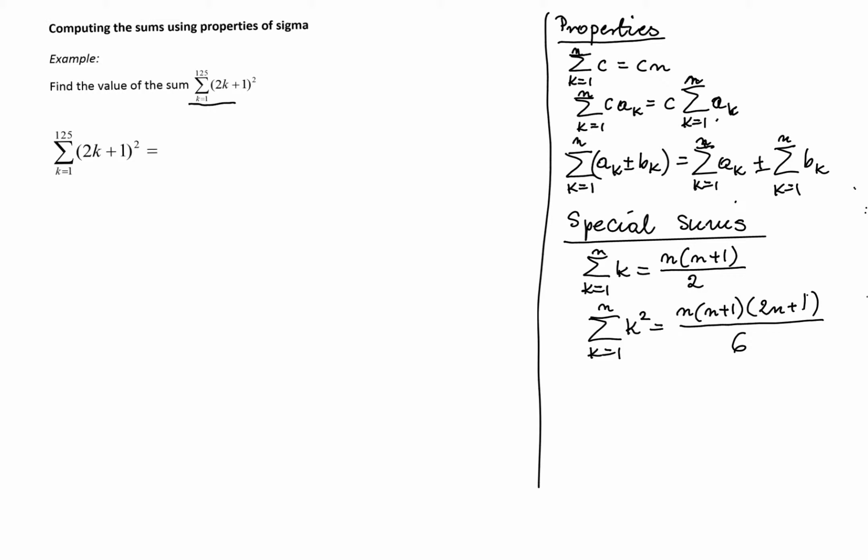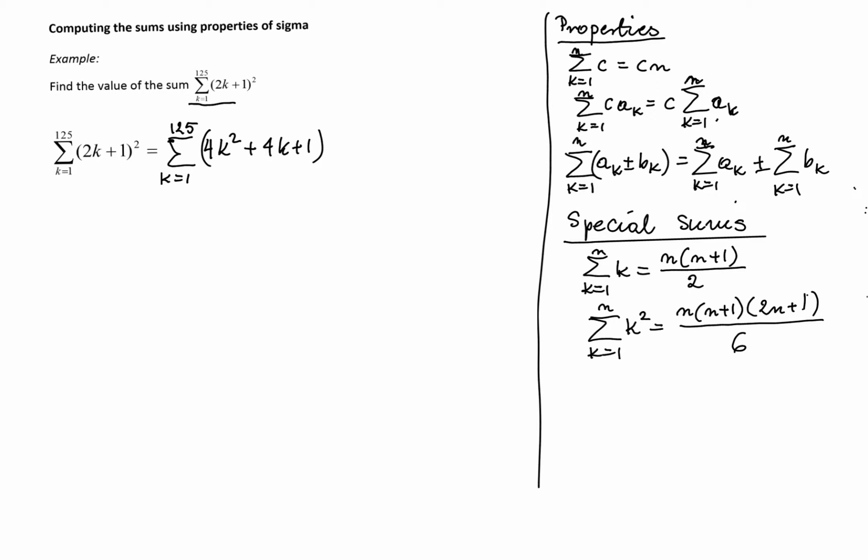Therefore, to use the properties, we have to rewrite this sequence as a sum, because then we can use the property that sigma of the sum of two sequences is the sum of sigmas. So we can square the expression 2k plus 1 and we'll get the sum from k equal 1 to 125 of 4k squared plus 4k plus 1.